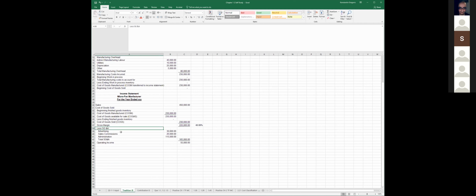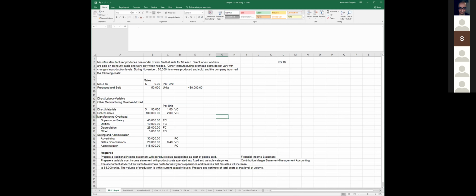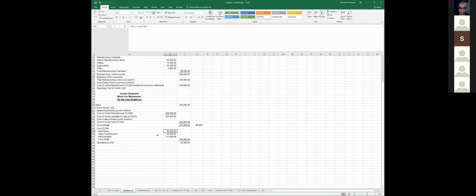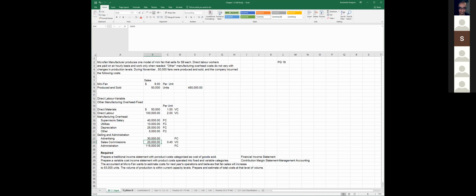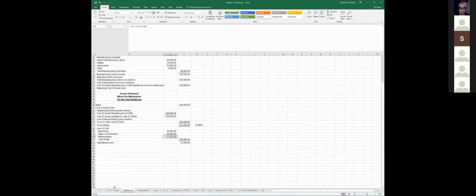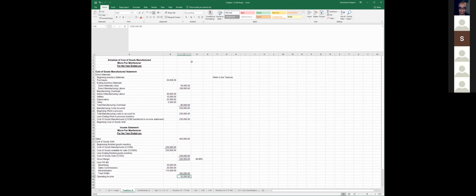Now we want our SG&A, selling, general and admin expenses. So what do we got? We got our advertising, 30,000. Sales commission, 20,000. Administration, 115,000. Operating income, 55,000. So this is financial accounting. COGM and the income statement.